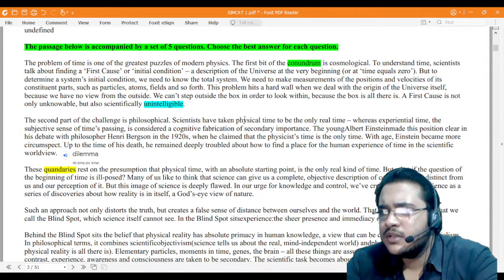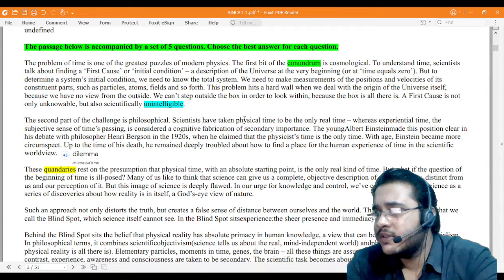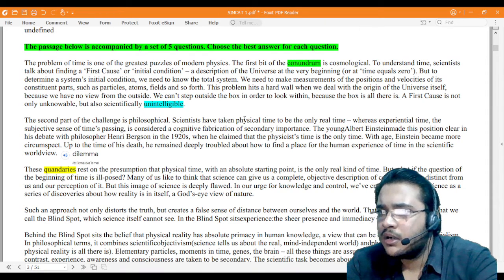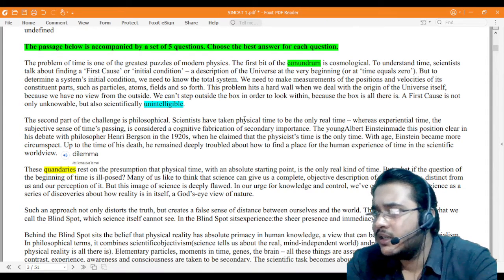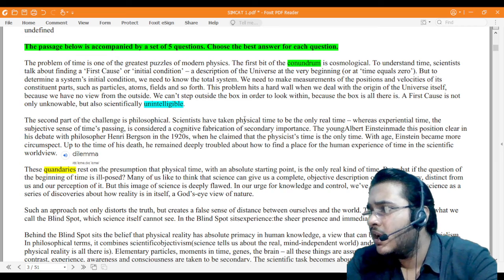The problem of time is one of the greatest puzzles of modern physics. The first bit of the conundrum is cosmological. To understand time, scientists talk about finding the first cause or initial condition, a description of the universe at the very beginning, or at time equals 0.